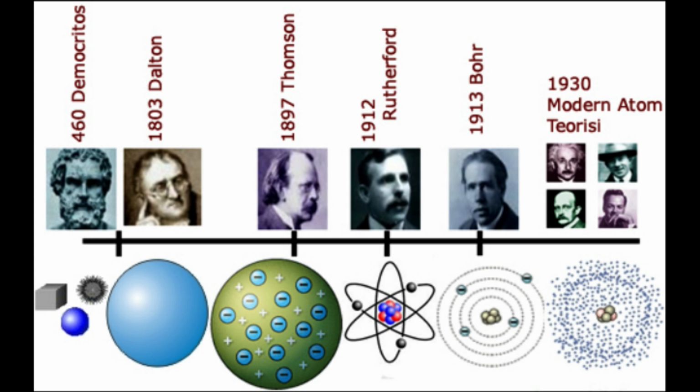Matter is made of atoms, which are tiny particles that cannot be created, destroyed, or divided. Atoms of the same element are identical, and atoms of different elements are different. Different atoms combine together to form new substances.